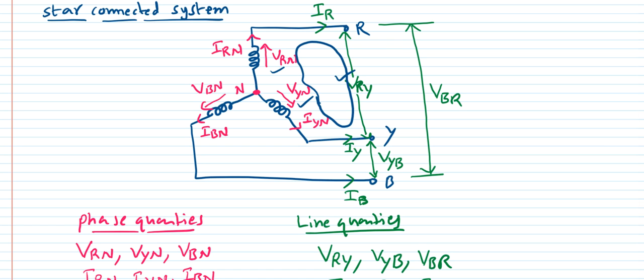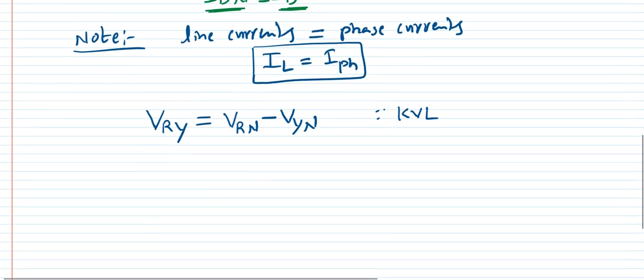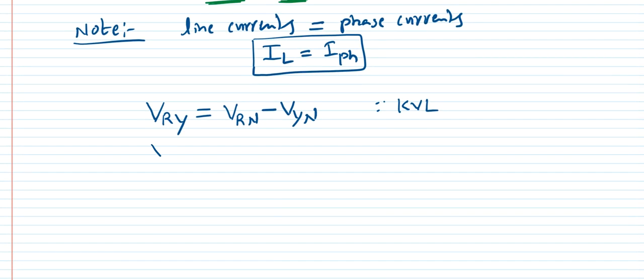Similarly, if you want to write what VYB is, this is the loop here, isn't it? This is a kind of closed loop. VYB, this voltage and this voltage, the algebraic sum of this voltage and this voltage is again equal to 0. That is the KVL you can apply here. So how will you write that VYB? VYB is equal to VYN minus VBN. Very simple, you can apply KVL.